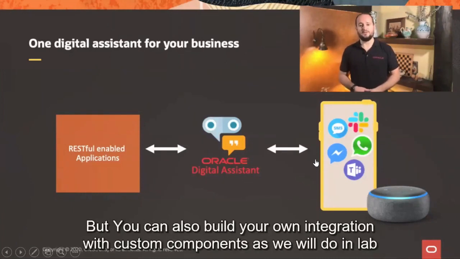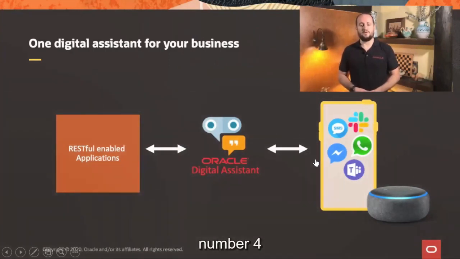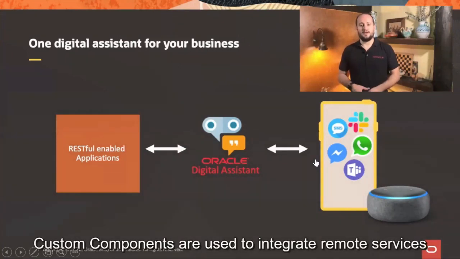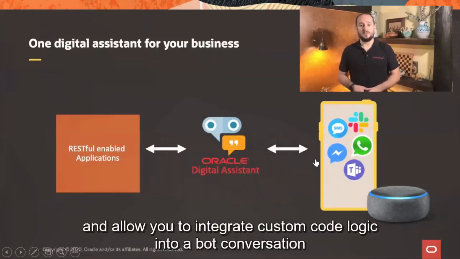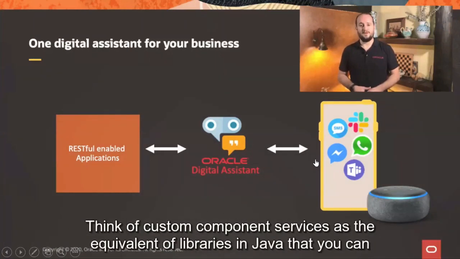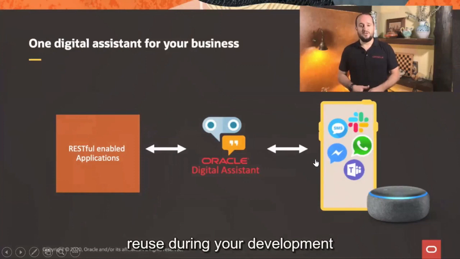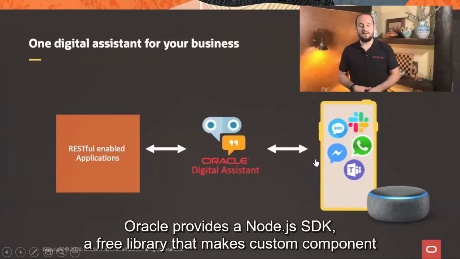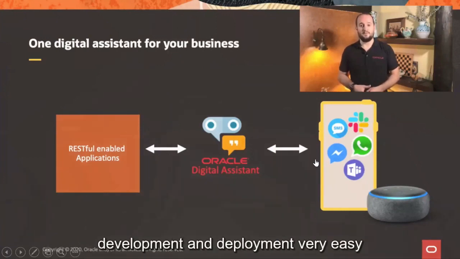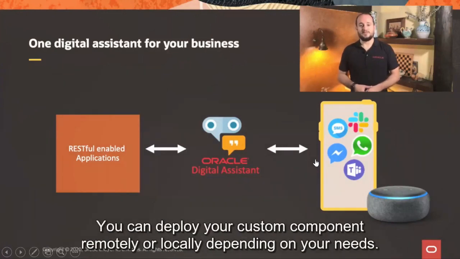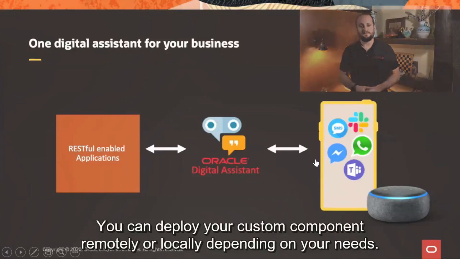But you can also build your own integrations with custom components, as we will do in lab number 4. Custom components are used to integrate remote services and allow you to integrate custom code logic into a bot conversation. Think of custom components as the equivalent of libraries in Java that you can reuse during your development. Oracle provides a Node.js SDK, a free library that makes custom component development and deployment very easy. You can deploy your custom components remotely or locally, depending on your needs.